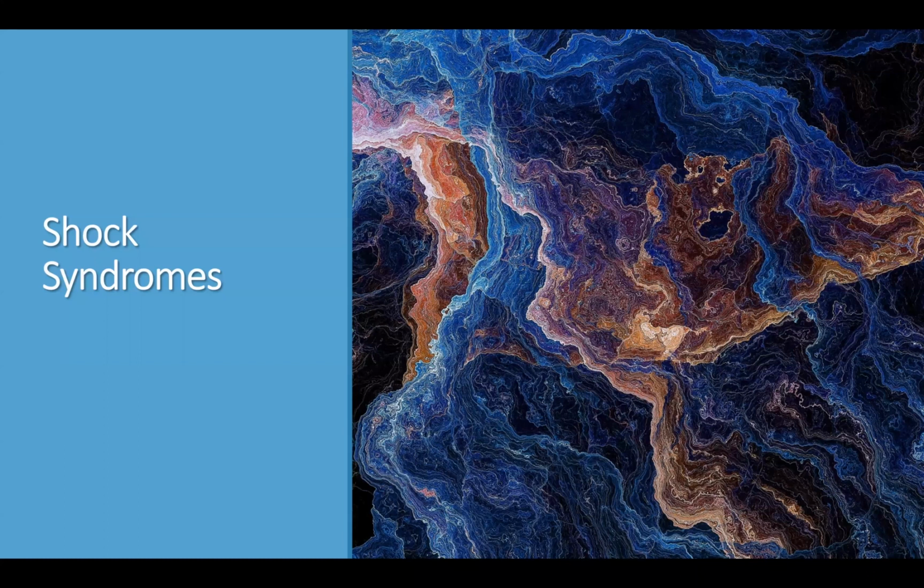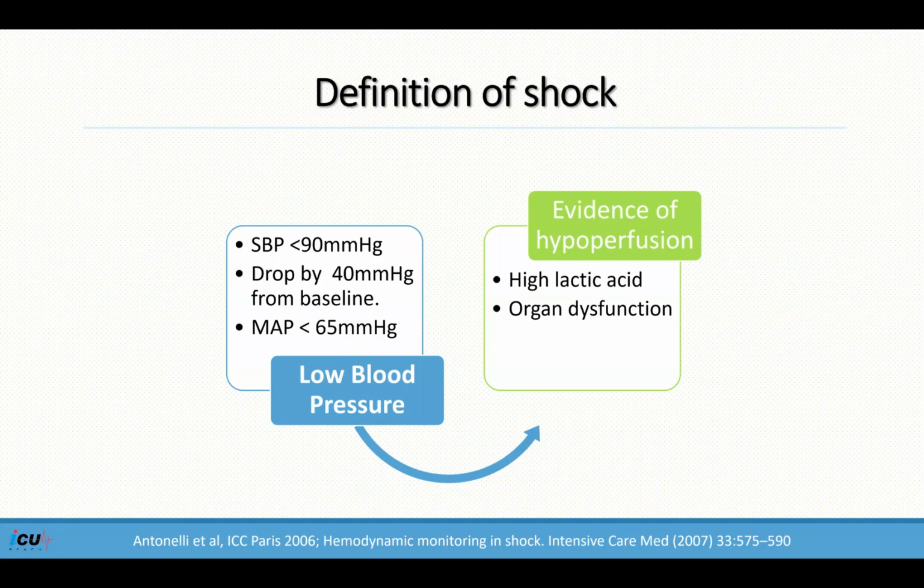So let's define shock syndrome. The definition of shock is hypotension, which is defined as a decrease in the systolic blood pressure to less than 90 millimeters of mercury, a drop in the systolic pressure by 40 millimeters of mercury from baseline, or 20% from the baseline, or mean arterial pressure less than 65 millimeters of mercury. So any one of these would actually define a hypotensive state.